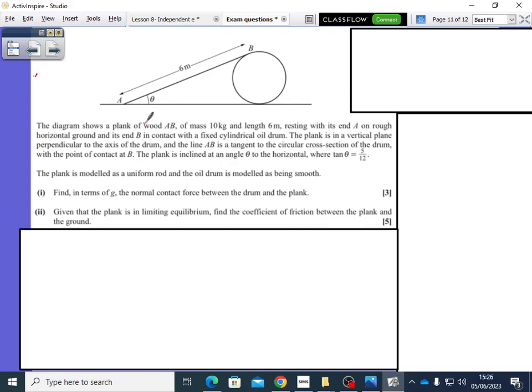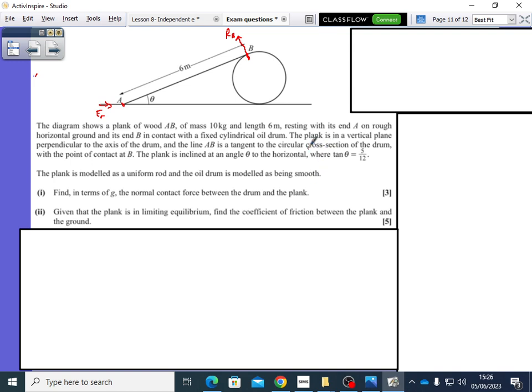The diagram shows a plank of wood, AB, mass 10 kg, length 6 meters, resting with its end A on a roof. Okay, so end A, this has got roof, so there's friction pushing down there. Just going to quickly put that there. So resting with its end A on rough horizontal ground and its end B in contact with a fixed cylinder, an oil drum. So from here, that will push upwards perpendicularly, the reaction at B.